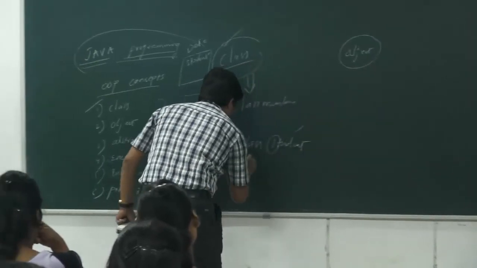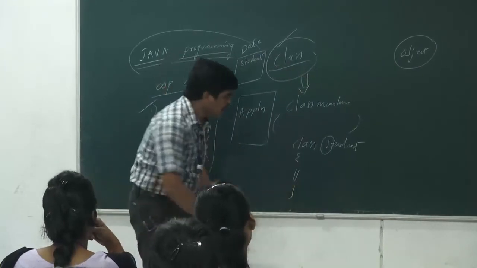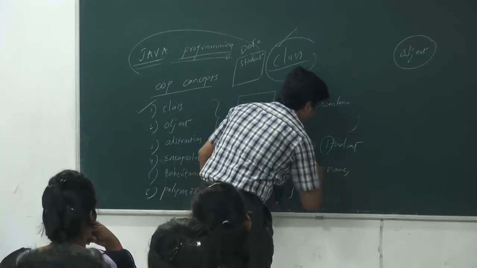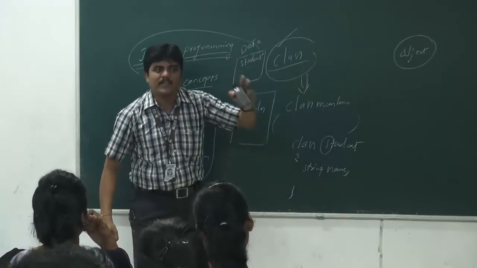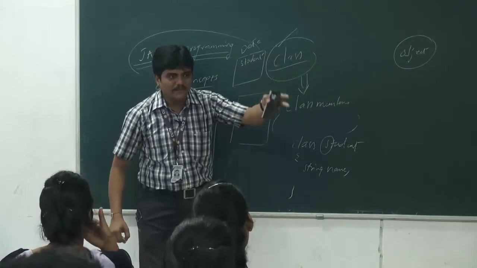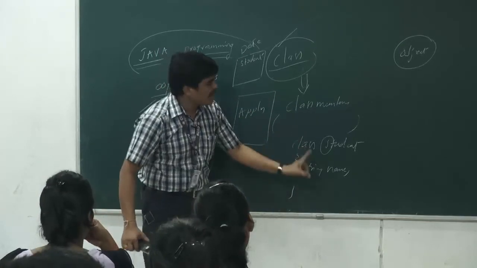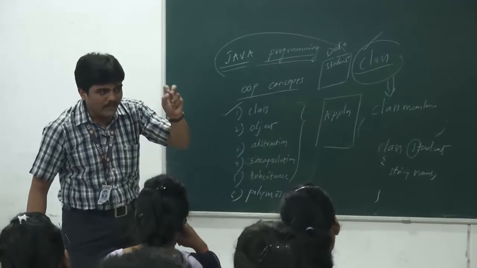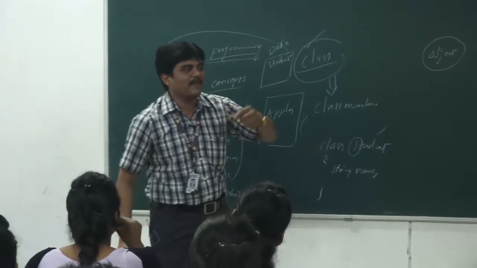Then this class contains some class members. Suppose I write String name; that is called one variable declaration. Similarly, if there is a method, let us consider public void name, that is called one method definition. The combination of these two we call class members. So what is the purpose of this class? Basically, a class is a blueprint of an object.